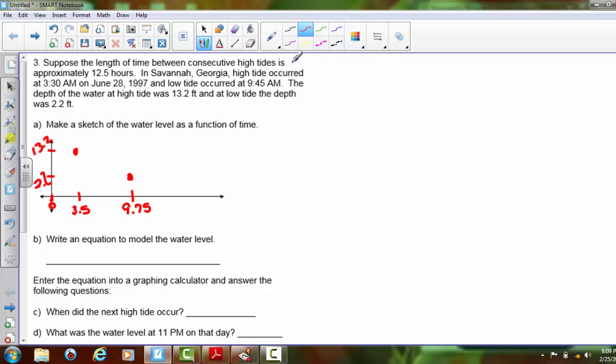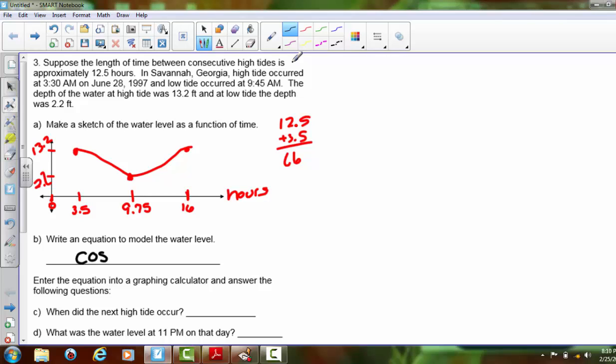And then after 12.5 hours from the beginning, I have to add 12.5 hours to 3.5. Just a little quick math, 12.5 plus 3.5 is 16. So over here it's 16 hours, because I'm measuring in hours. Then I'm back at 13.2. So there's a sketch of my graph, and it's looking very cosine-like. In order for it to be a cosine graph, I need some more information.